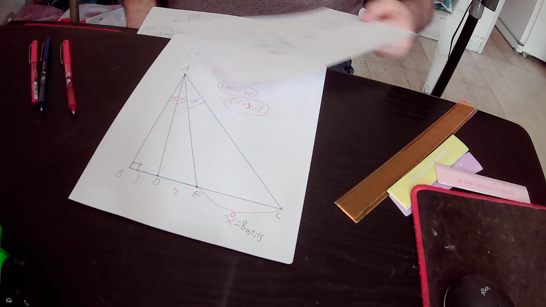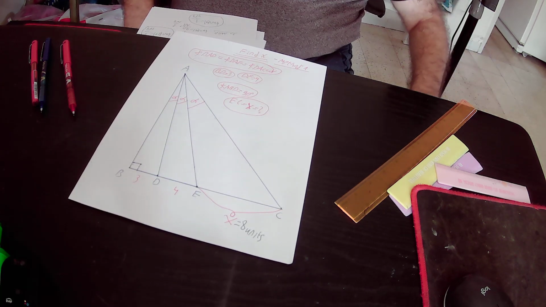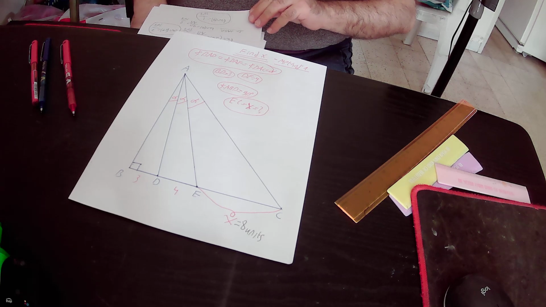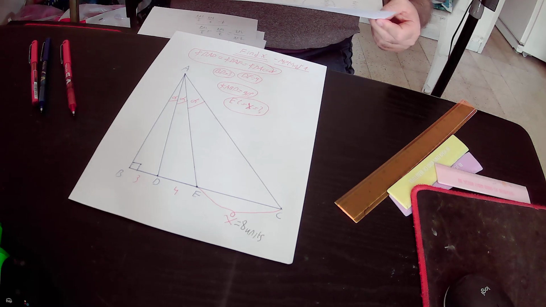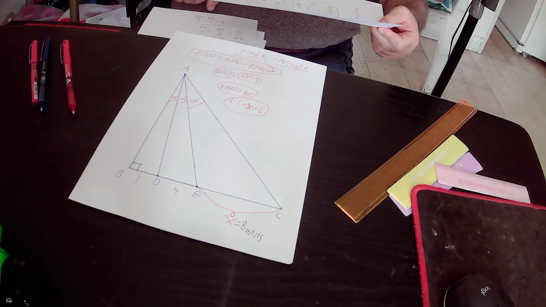Then we focus on the right triangle ABC. We know that tangent 3 alpha equals BC over AB.